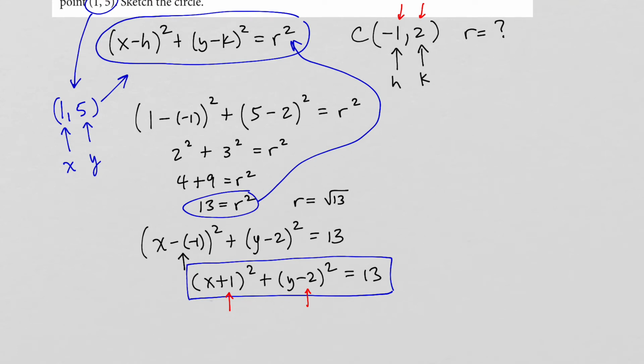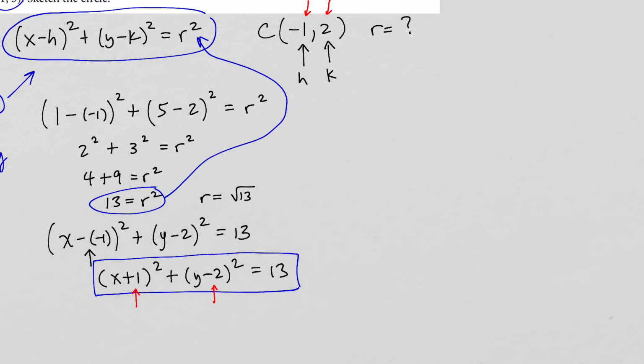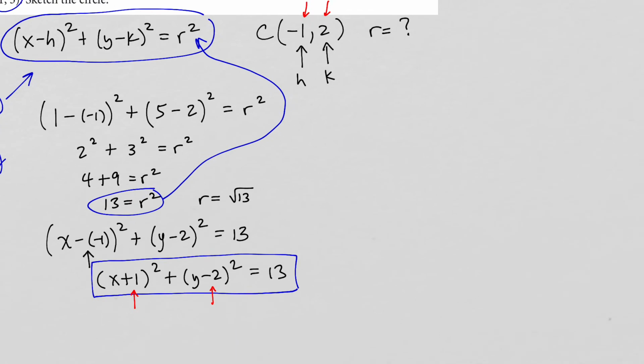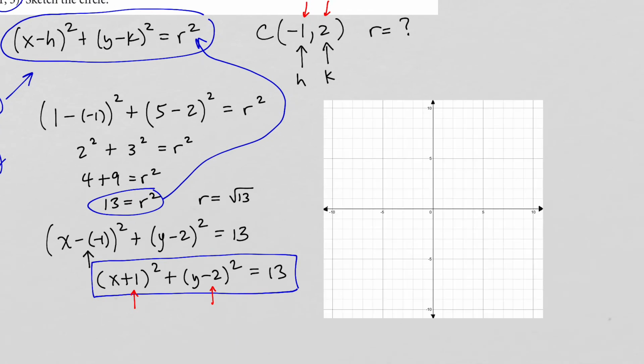Now we also want to sketch the circle here. So let's go ahead and bring in a graph. And now we'll graph the center of the circle, which was at x equals -1, y equals +2. And from there, we have to use the radius to get the 4 points. Now, the radius was the square root of 13. So we need to figure out what is the square root of 13.